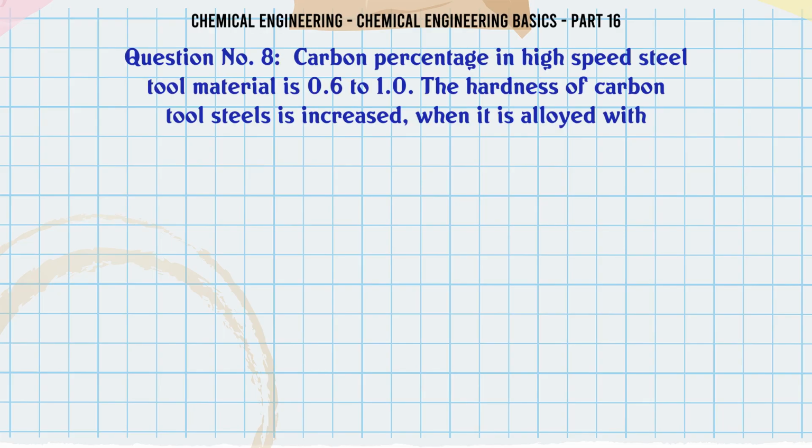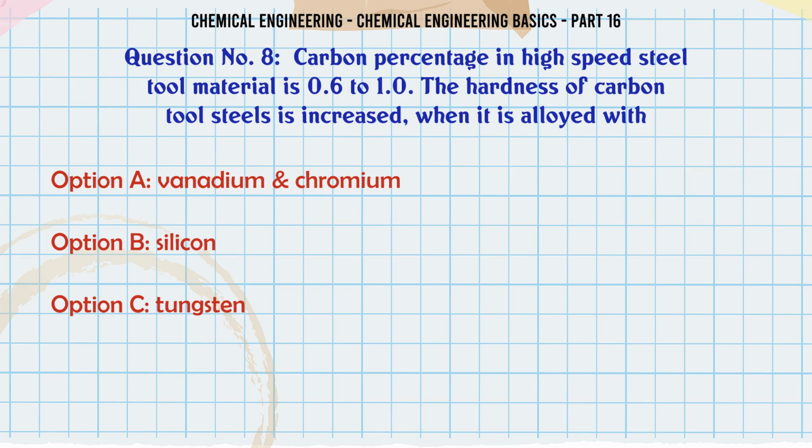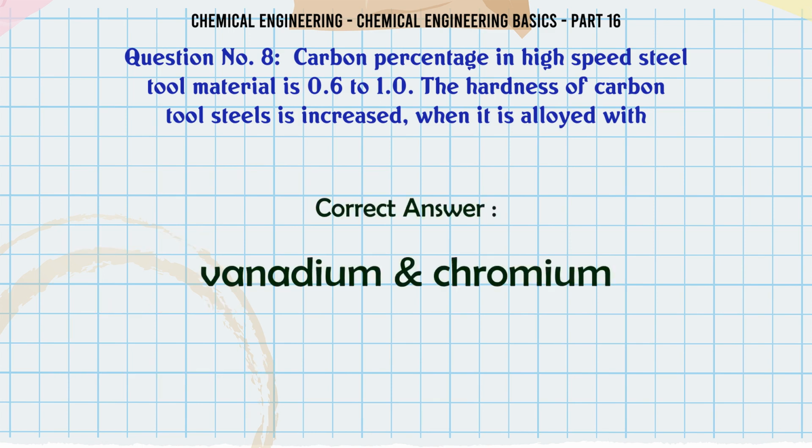Carbon percentage in high speed steel tool material is 0.6 to 1.0. The hardness of carbon tool steels is increased when it is alloyed with A. Vanadium, chromium. B. Silicon. C. Tungsten. D. Manganese. The correct answer is vanadium, chromium.